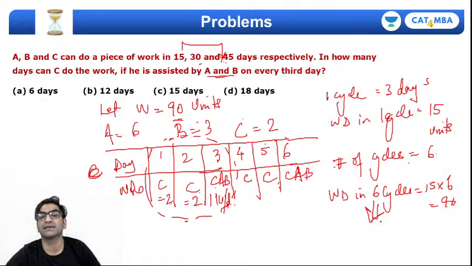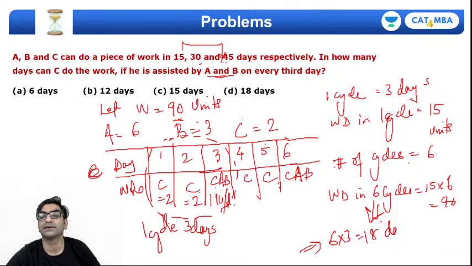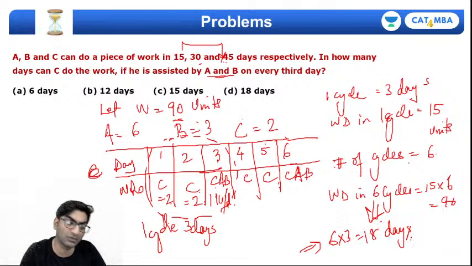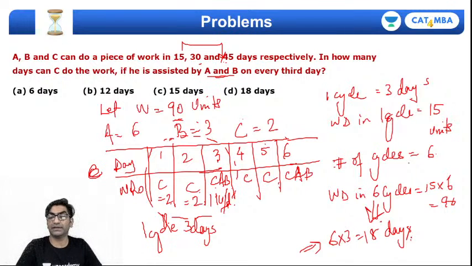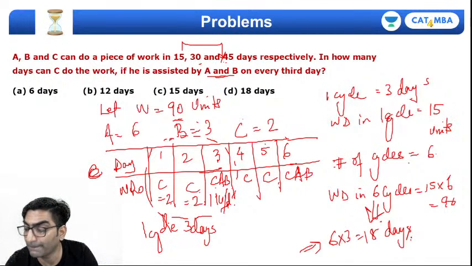One cycle is 3 days. If one cycle is 3 days, then 6 cycles will mean 6 times 3, that's 18 days. Right? So in 18 days, this work gets completed in its entirety.